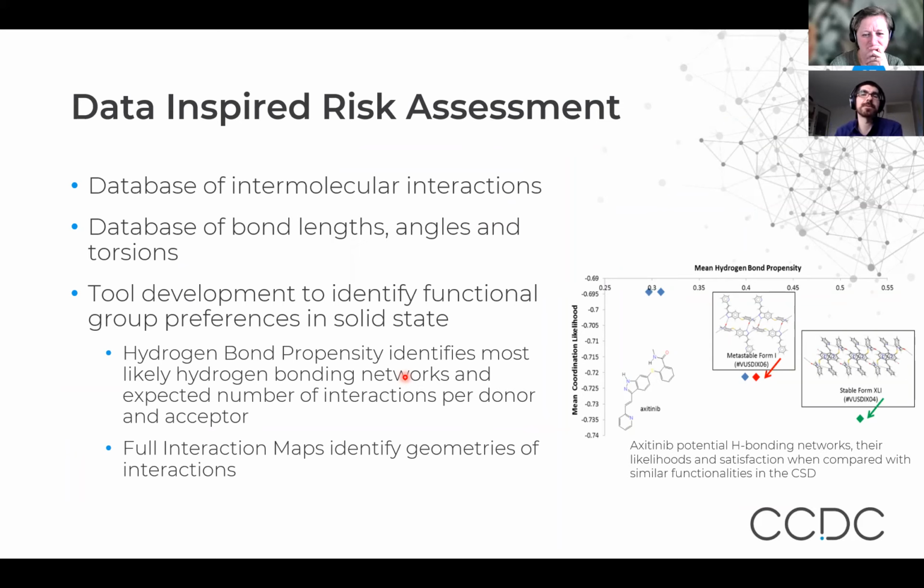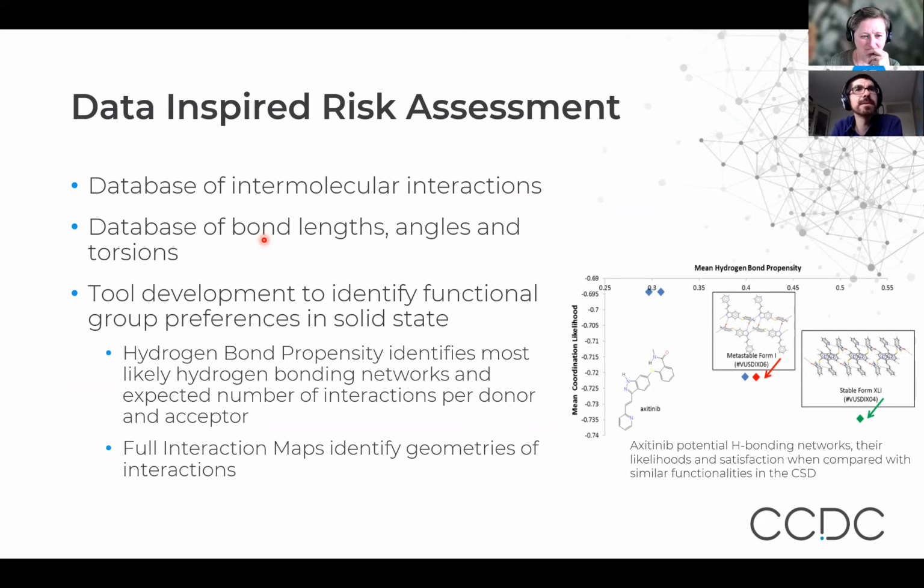And you've seen some of these from what Susan talked about earlier. We've got ISOSTAR and SuperSTAR in our database of intermolecular interactions. And we've got MOGUL in our database of bond lengths, angles, and torsions. These are really important for understanding our geometric preferences for our molecule, for understanding our conformational flexibility and any risk of conformational polymorphism we might see, and to think about how happy and how satisfied our interactions are.